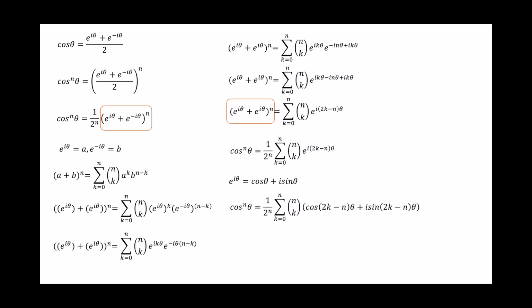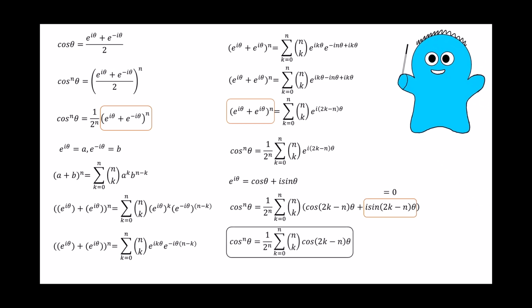Now notice that the left part is a real function, which means that the right part must also be purely real. So this implies that i sine theta must be equal to 0, leaving the right part as a sum purely dependent on cosine. And this, my friend, is exactly the same formula I showed you in the beginning.